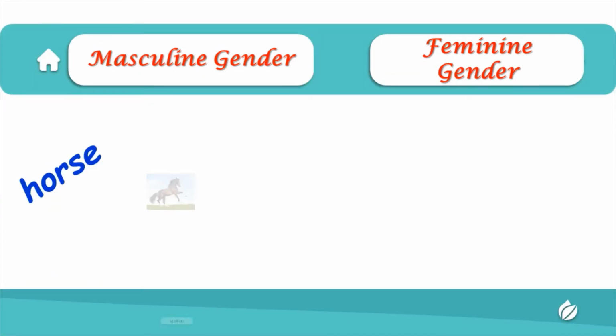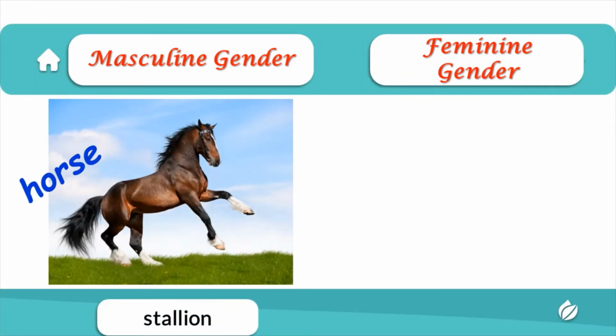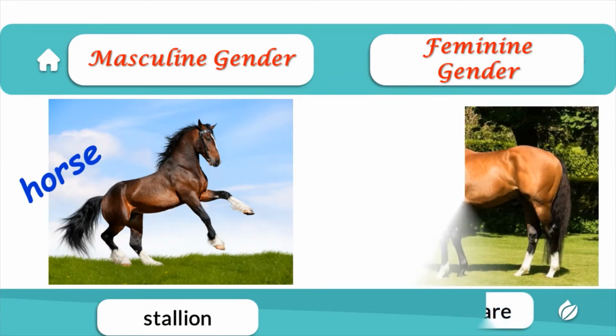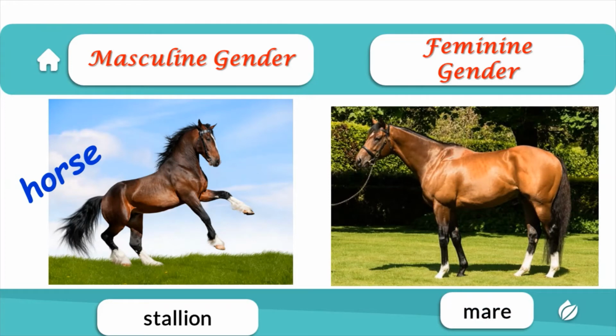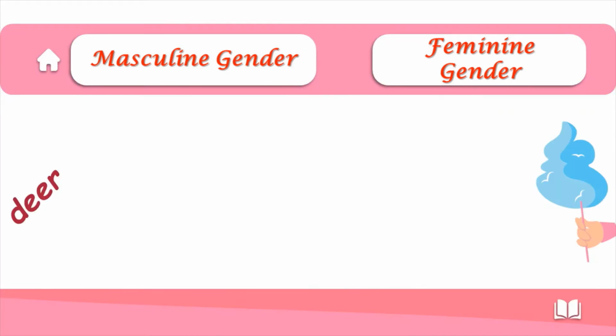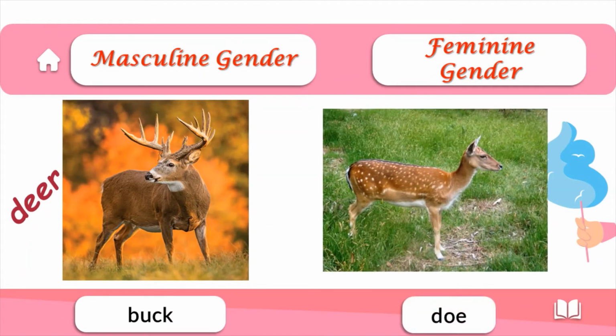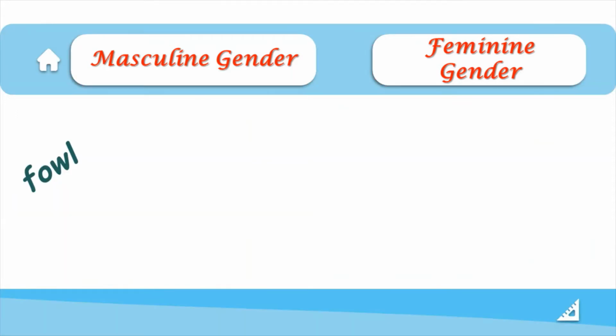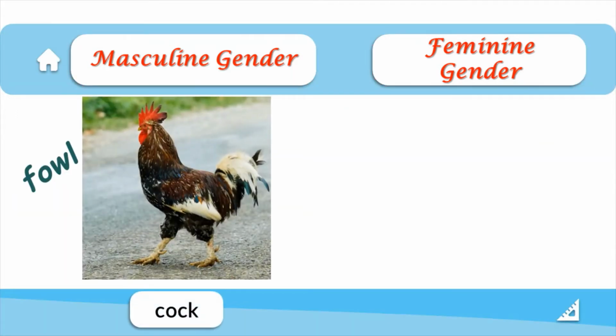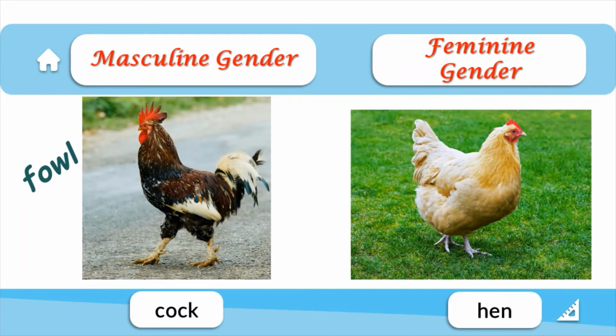The male horse is known as stallion, and the female horse is known as mare. The male deer is known as buck, and the female deer is known as doe. The male fowl is known as cock, and the female fowl is known as hen.